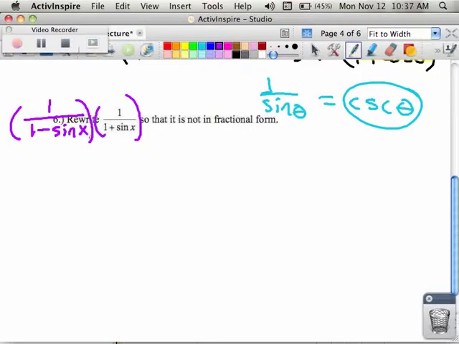Now when you do this, what you'll see happening is this fraction turns out to be 1 over. And when you multiply these two things, this becomes the difference of two squares. Kind of like x plus 3, x minus 3 being multiplied would be x squared minus 9. Same kind of deal. On the bottom, you get 1 minus the sine squared of x.